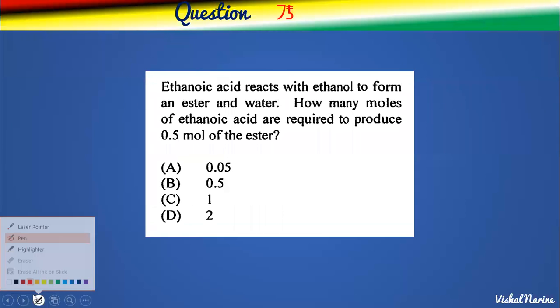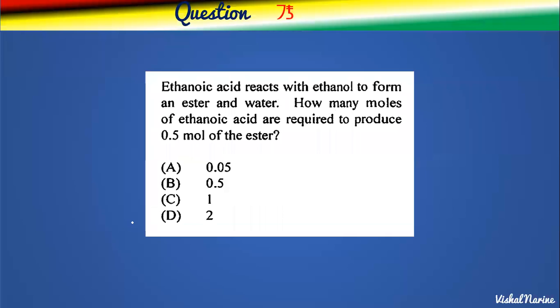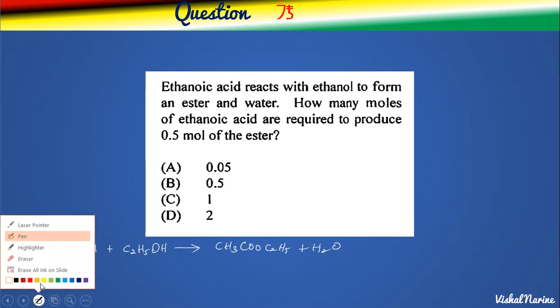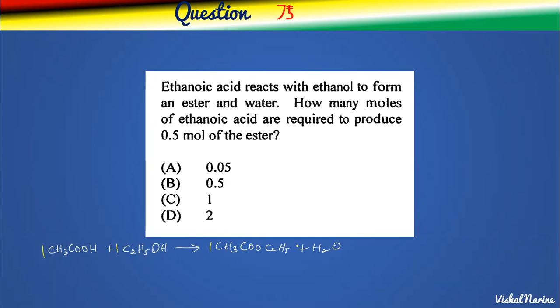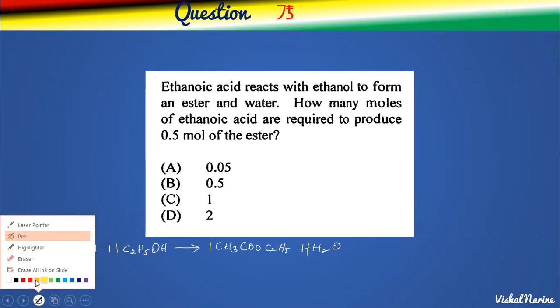So 75, I'll have to do a bit of writing here to get the answer. The question tells us ethanoic acid reacts with ethanol. So write down the equation. Ethanoic acid is CH3COOH plus ethanol, C2H5OH. And this is going to give us an ester, which is CH3COOC2H5, plus H2O. Now, balancing the equation, you will see that the equation is already balanced. So it is 1 to 1 to 1 to 1. Good. That's just to work with this problem here.